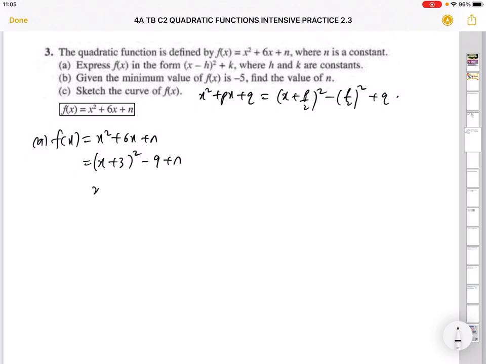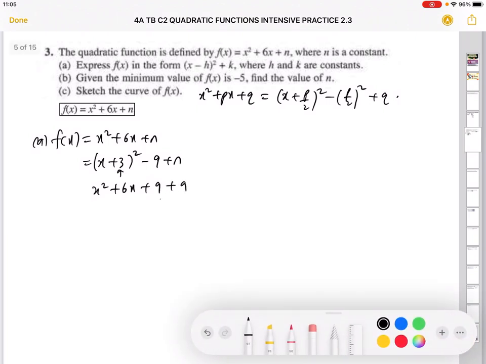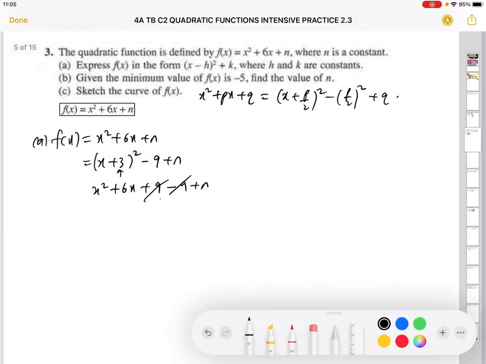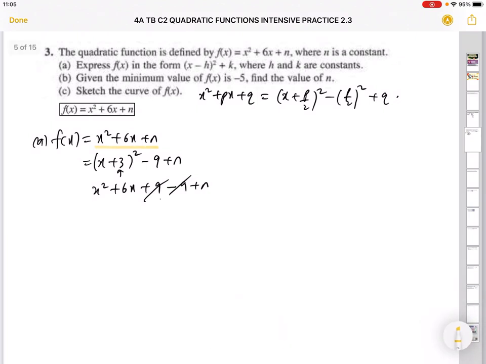Because if you were to expand this, you should get an additional term of 3 squared, which is 9. So this 9 here, we need to minus it off, so that you will get back the same thing as above. You want to get the same thing here. Can you see that? So that's why we always minus the additional term that we have created, which is your coefficient of x, which is b, half it, you square it. So you got to minus it off.